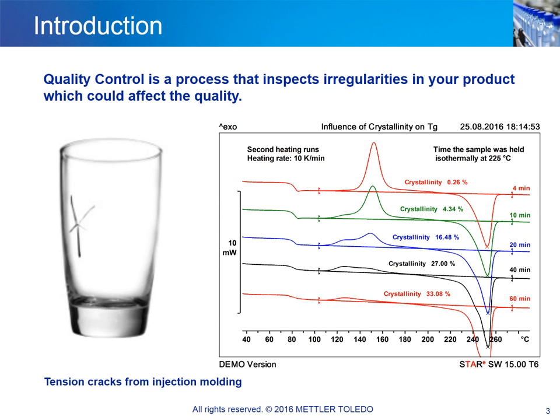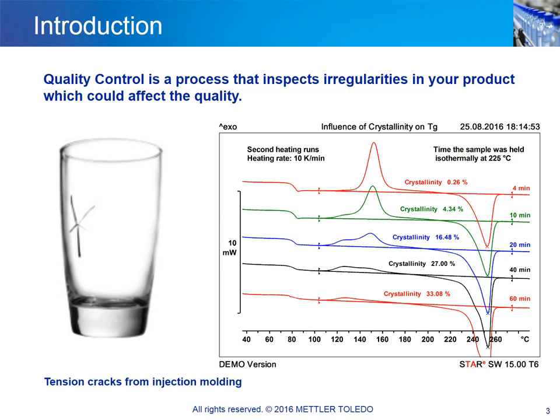Quality control is a process that inspects your products for irregularities that could compromise their quality. For example, by checking the level of crystallinity and the magnitude of the glass transition of an injection molded part, one can measure the effects of cooling within the mold. The plastic drinking glass shown on the slide shows a large crack that is due to stresses produced in the material from incorrect cooling during molding. By checking the quality of products during and immediately after production, later damage might be avoided.